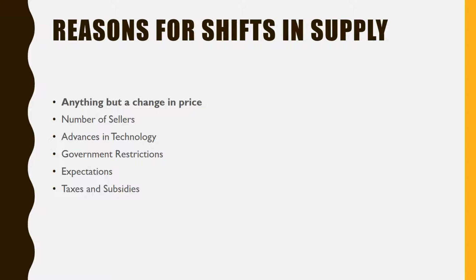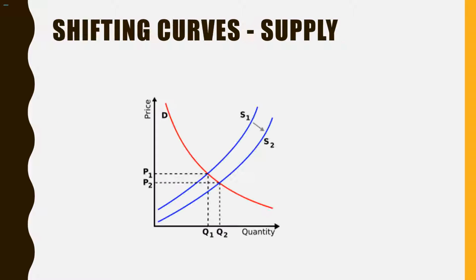Reasons for shifts in supply. Please note that that would change a quantity supplied if there's a change in the price, but anything else could shift that supply curve. I wrote here number of sellers, advances in technology, government restrictions, expectations, and taxes and subsidies.